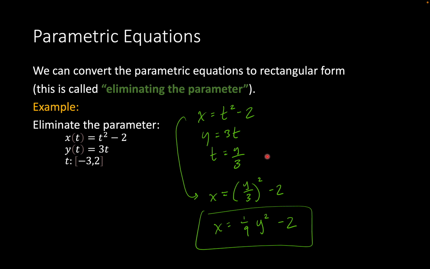To make sure that this rectangular form of an equation represents exactly the same graph as this parametric equation, we would have to also include the intervals for x and y. X goes from -2 to 7, y goes from -9 to 6, which I previously explained in the graph.